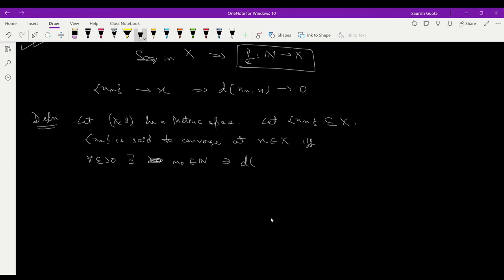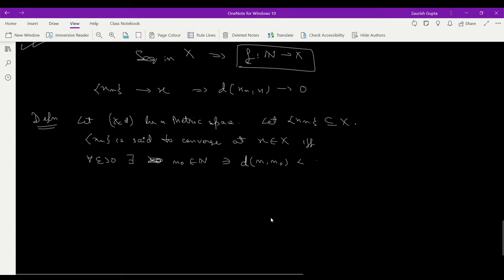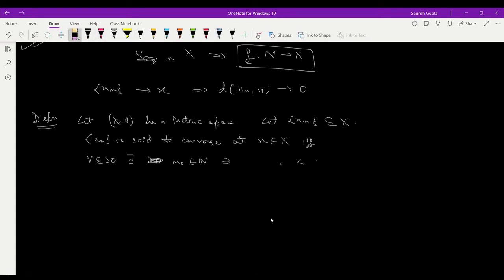for all n greater than n naught, the distance between xn and x is less than epsilon, right? We can also write this as xn belongs to the open ball centered at x with radius epsilon.